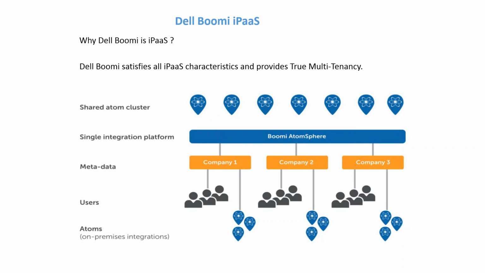Dell Boomi iPaaS provides true multi-tenancy, which allows different companies to integrate data between their on-premise and cloud applications. If you see here, it is a single instance multi-tenant architecture. It has only a single instance, but it can be used across different users. It allows the users to integrate data between their on-premise and the cloud applications.